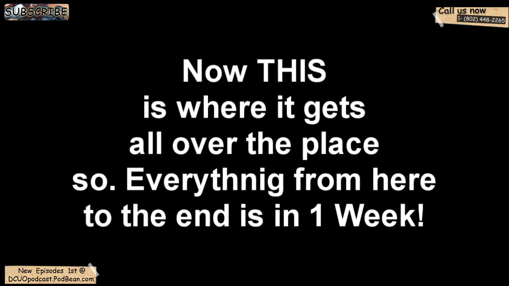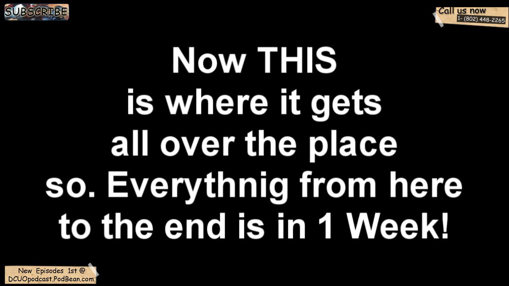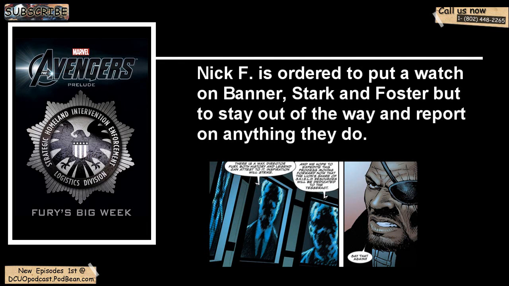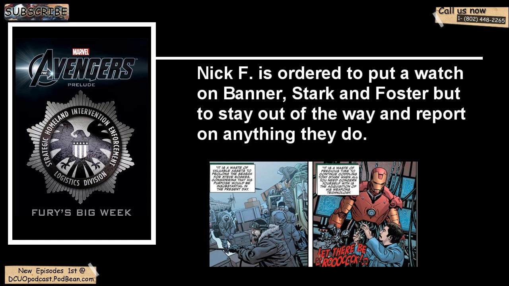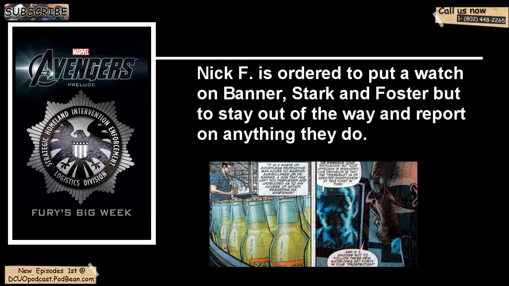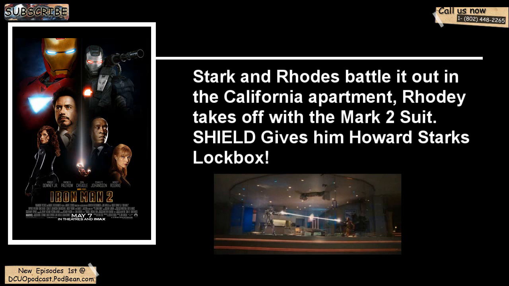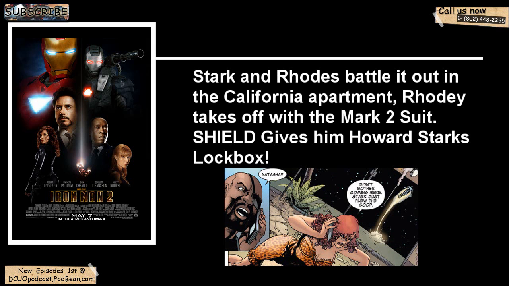Now here, everything happens in the course of 1 week, as described in Fury's Big Week comic tie-in and the movies. So at this time, Nick Fury orders Bruce Banner, Tony Stark, and Jane Foster to be put on watch so he can keep tabs on them. Then we cut to Iron Man 2, where Tony Stark and Rhodey battle out in the apartment. During this time, we get Black Widow to make the call, and Tony Stark is given the lockbox that his father had.